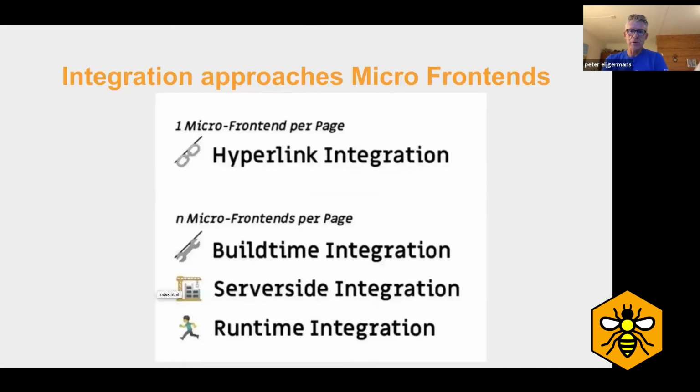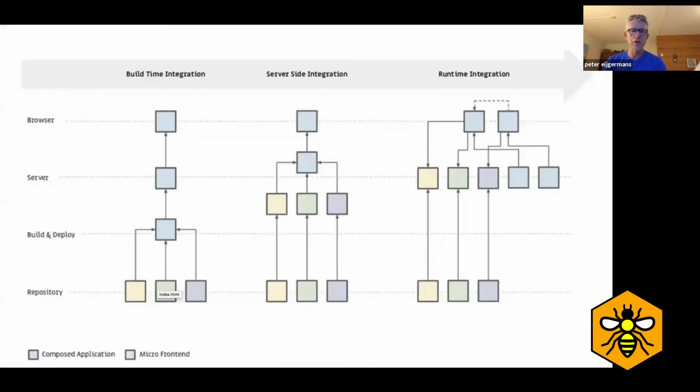Integration approaches for micro frontends. What I say: when you have one micro frontend per page, you can use hyperlink integration. With integration, I mean bundling. How do you bundle your micro frontends in the frontend? And when you have multiple micro frontends per page, then you can use build time integration, server-side integration, or runtime integration.